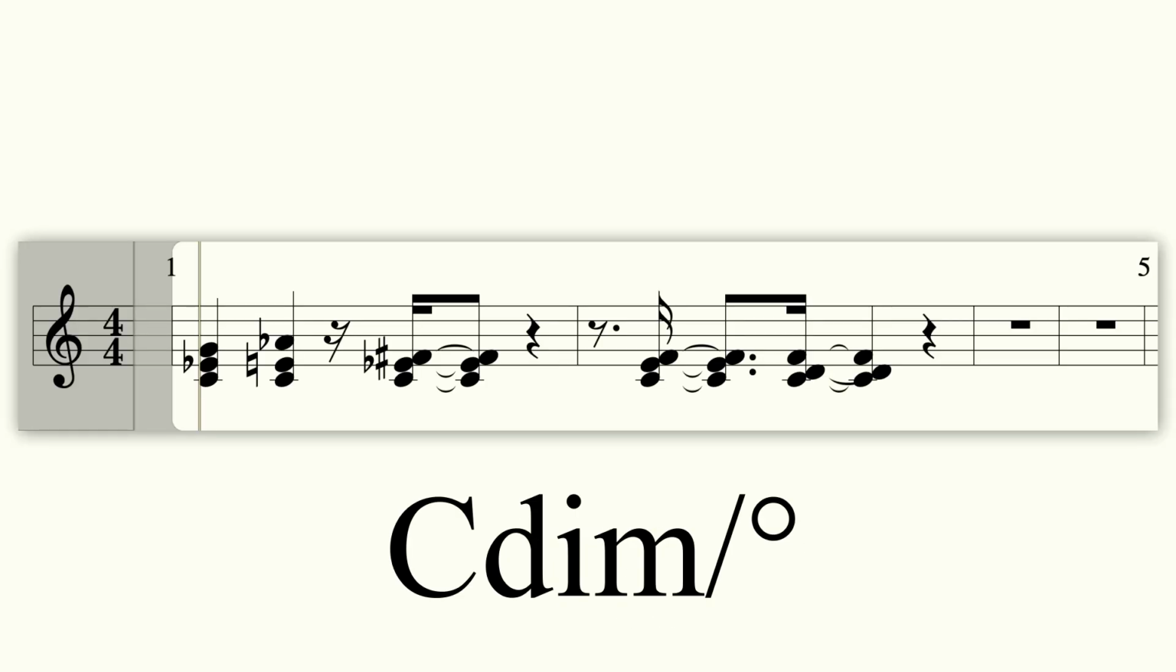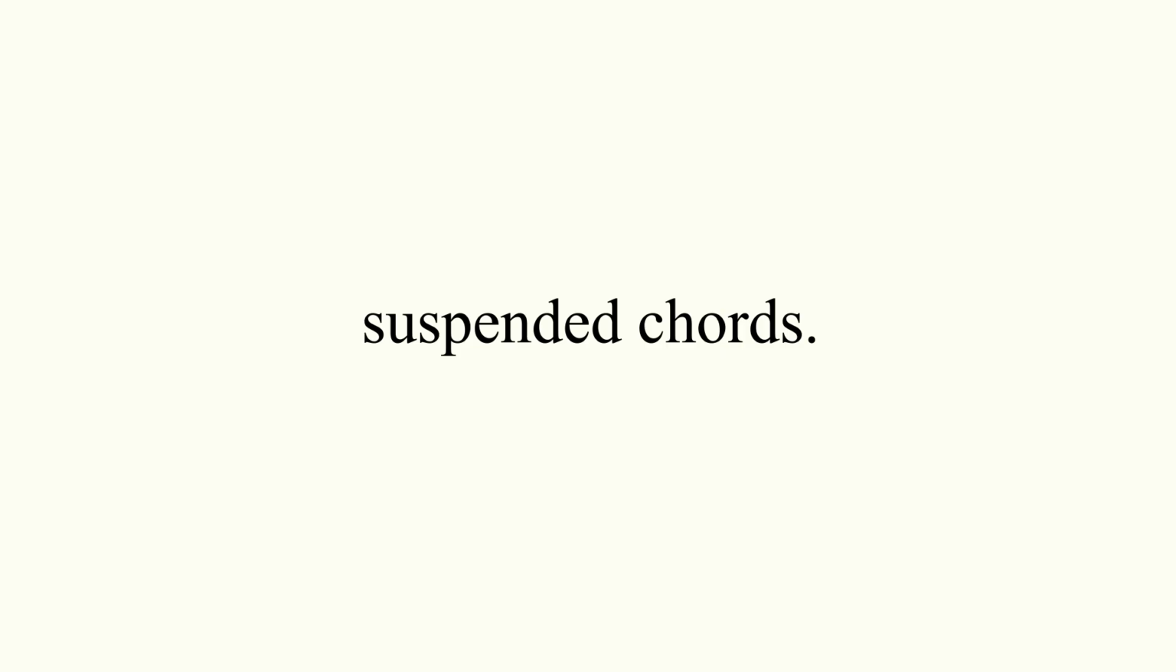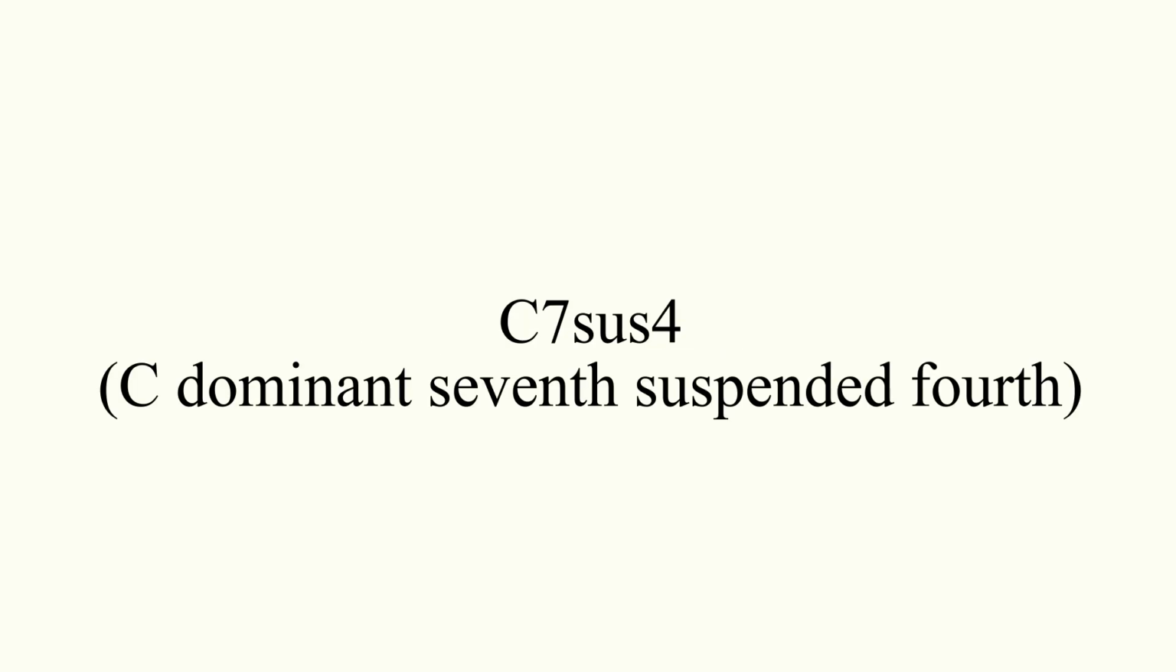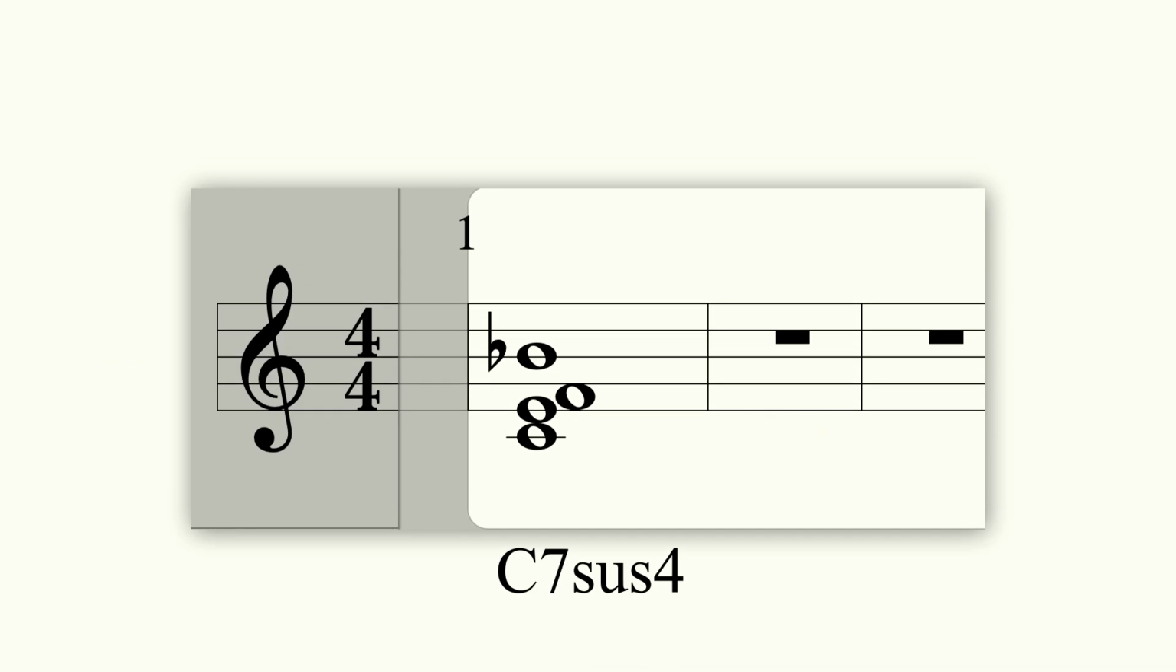You know, the classic ones like minor, augmented, diminished, suspended 4 and 2. Now, the suspended chords. Let's take a look at this one right here. The C dominant 7 suspended 4th, aka the 7 sus 4. What makes this interesting is that the 7 doesn't actually mean the major 7, it's just 7.